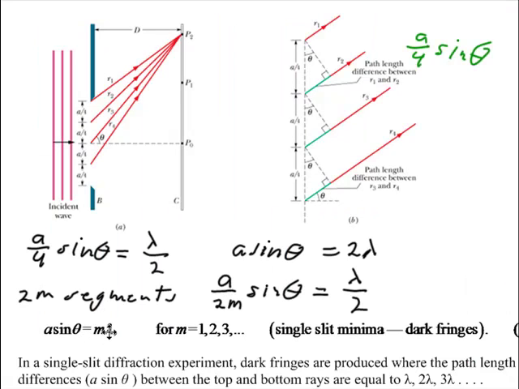a sine theta equals m lambda will give me a minimum, either to the top or to the bottom. You would think a sine theta equals 0 would be a case where we would get a minimum. But in fact, if they're all going to the center here, then essentially all of the path lengths are the same. And that is the strongest maximum. So a sine theta equals 0 is not a minimum. If that were a minimum, then the central maximum would be split into two maxima of equal size. Instead, we get one maximum that's twice as wide as the others.